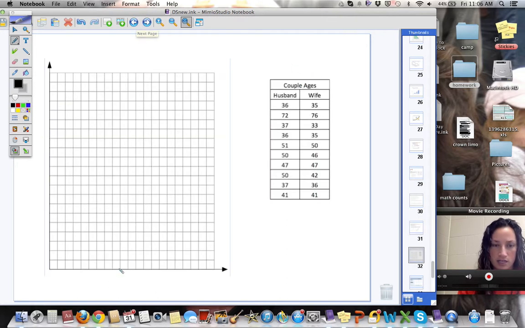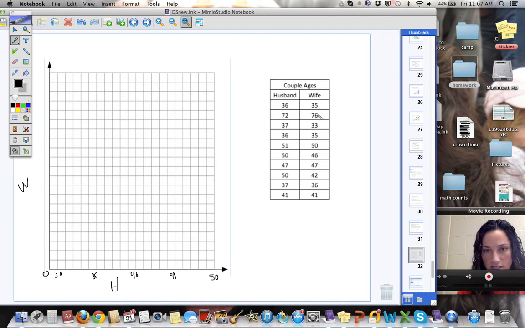So here I'm going to put husbands' age down here and wives' age up here, and we're just going to plot these. I'm going to start at 0. This goes from 30, so 30, 35, 40, 45, 50. Oh wait, do we go above 50? 51. I'm not that worried about 51.